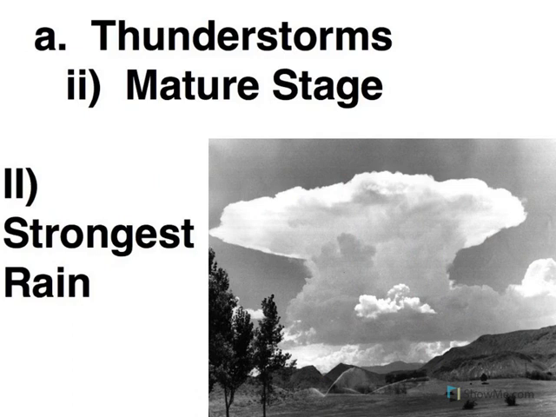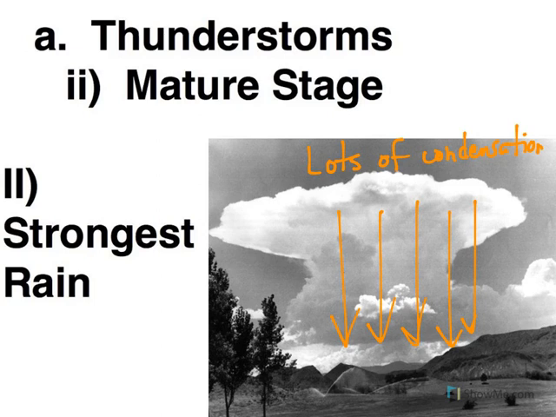So in the mature stage, that's when we're going to get our strongest rain. We're going to get lots and lots of rain coming out of this cloud because you've got lots of condensation. So your water droplets are going to be large and they're going to start falling downward.